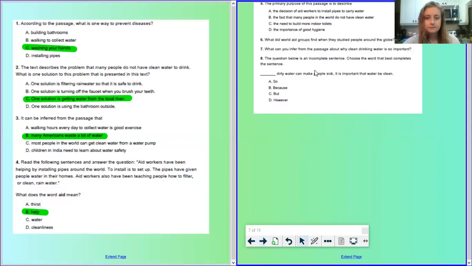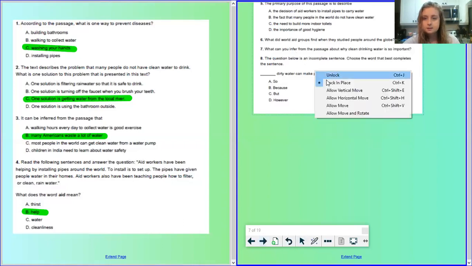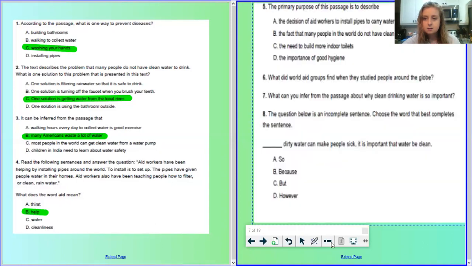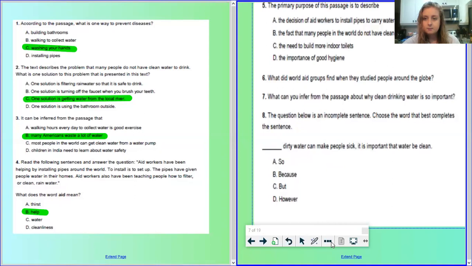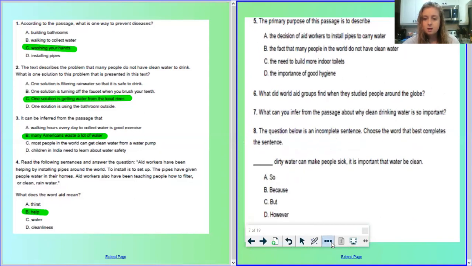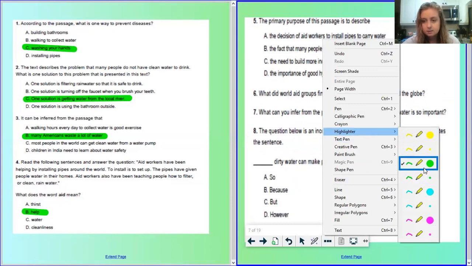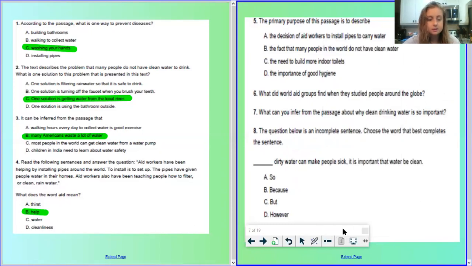Okay, I'm gonna make this bigger so you guys can see this. We have a couple more questions to do. They look kind of funny, but that's okay. Okay, so what we're gonna do here, get a different color just because I want to.